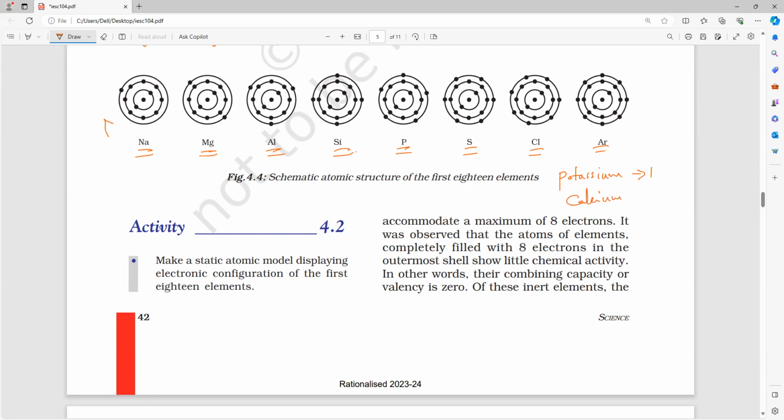So the potassium symbol you already know. What is the symbol for potassium? Everybody, K. Calcium symbol, Ca. Okay, so please do it. Any doubt? Please let me know. So now, here they have given down Ca.